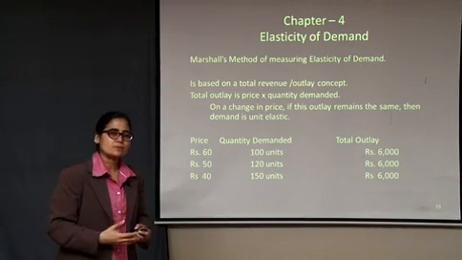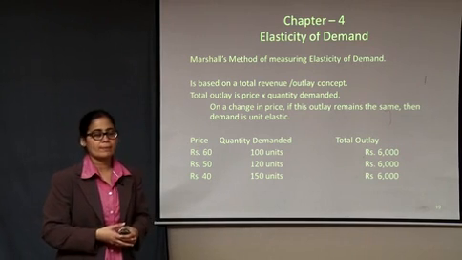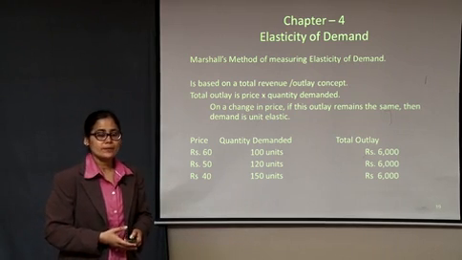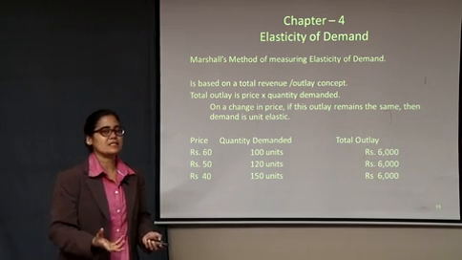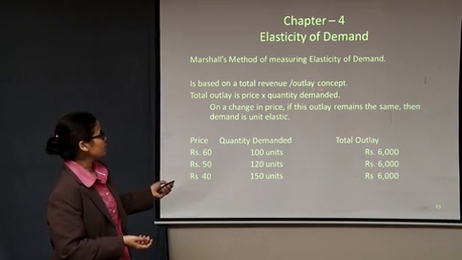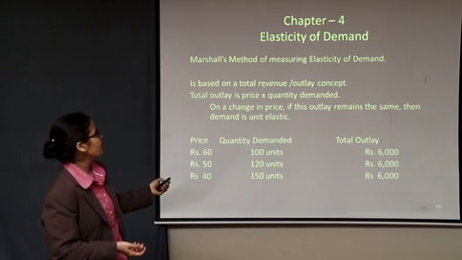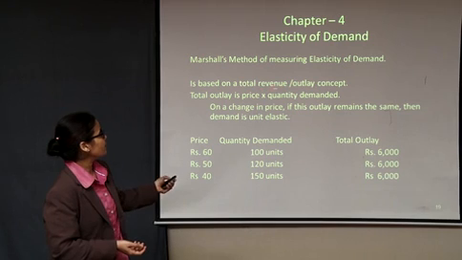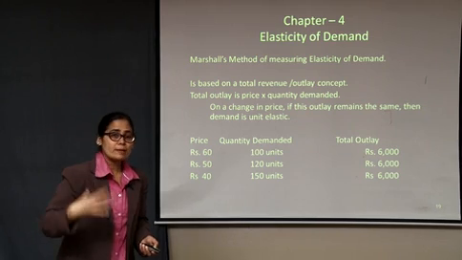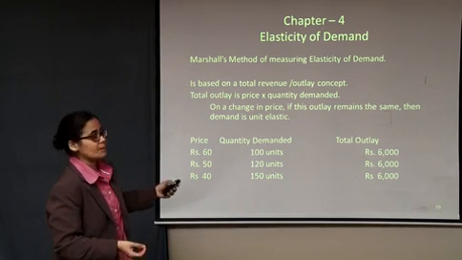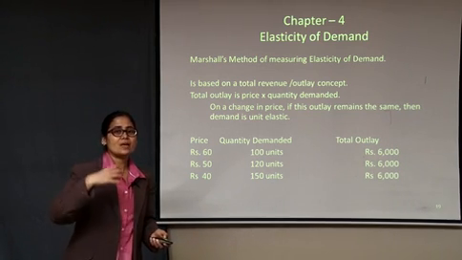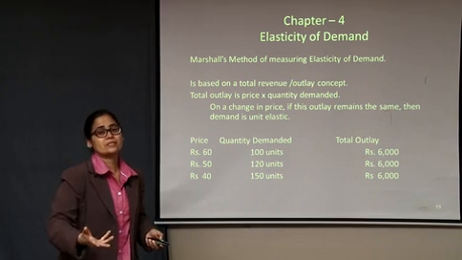Now we are moving to the next method of measuring elasticity of demand, and this is called Marshall's method. This is an alternative method, from which you can also classify and find out the product's elasticity. In this method we are connecting the elasticity with revenue. What is total revenue or outlay? It means how much people spend. So remember that in Marshall's method, we are calculating the elasticity of demand based on expenditure.